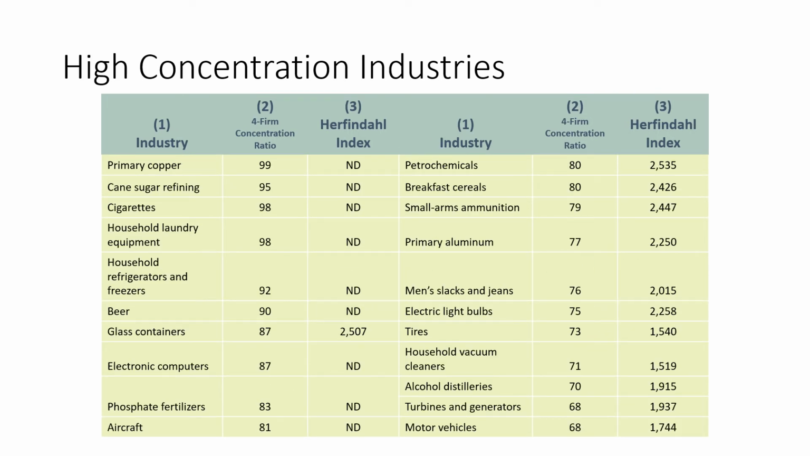Here we see the more highly concentrated industries: glass containers, 2507. These haven't been done because the concentration is so high. Four producers in primary copper produce 99% of the industry. Cane sugar refineries. So these are more concentrated industries. You still don't have Herfindahl index scores that constitute monopolies till you get to petrochemicals. This is the oil market. Interesting, breakfast cereals is up there. But again, I just threw that in there so you could see the difference in concentration levels of some of the industries.